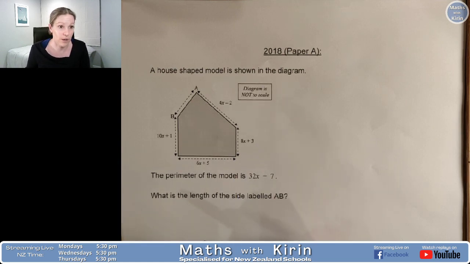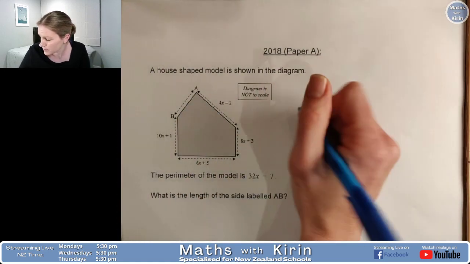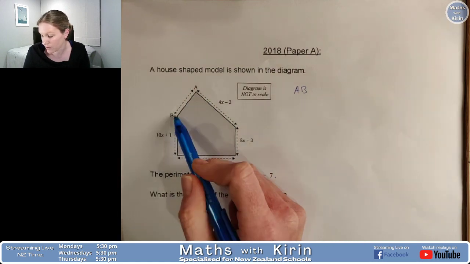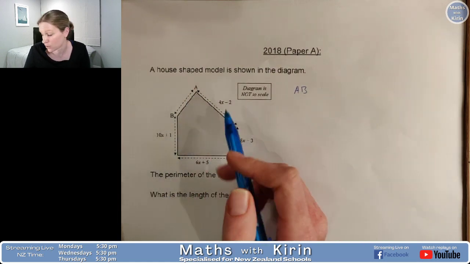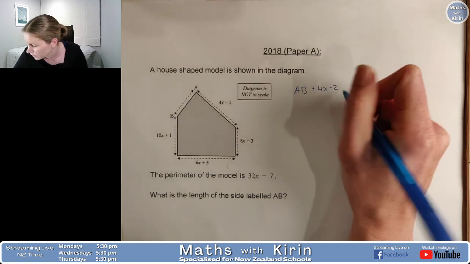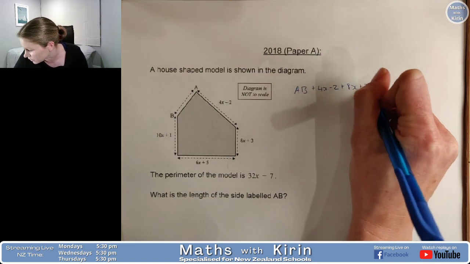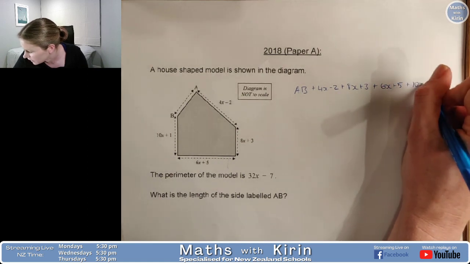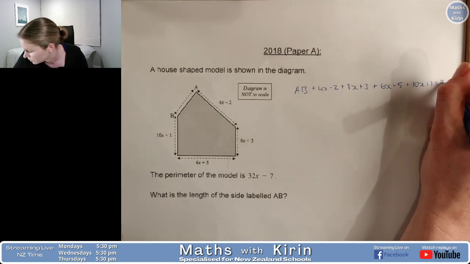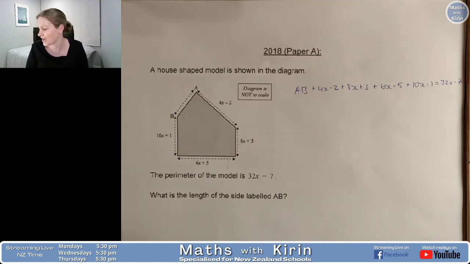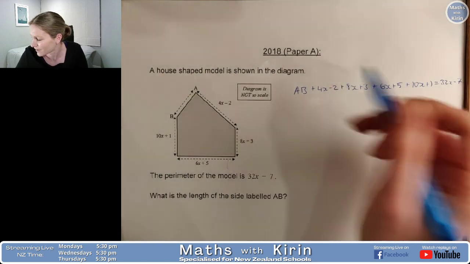So we're going to form an equation and solve it as best as we can. I'm going to start with AB. We know the perimeter is all the way around the outside, and we're given all of the lengths, so we just need to write them in. AB plus 4x minus 2 plus 8x plus 3 plus 6x plus 5 plus 10x plus 1 is equal to 32x minus 7. Quite tricky to fit on there, a really long line, so we're going to simplify this.